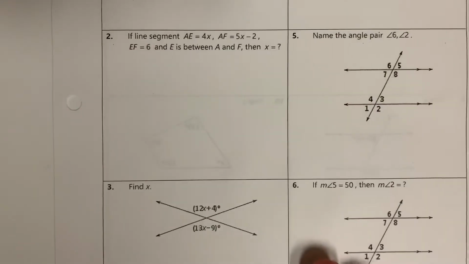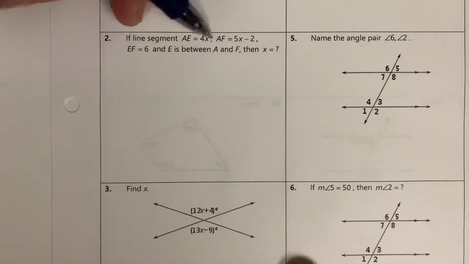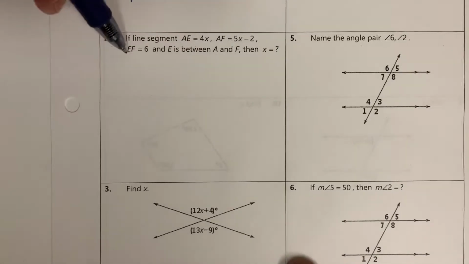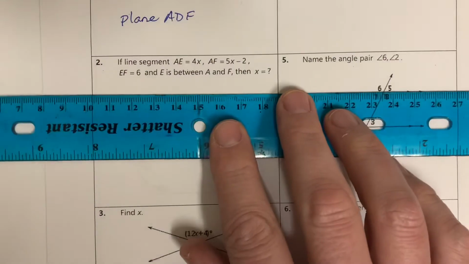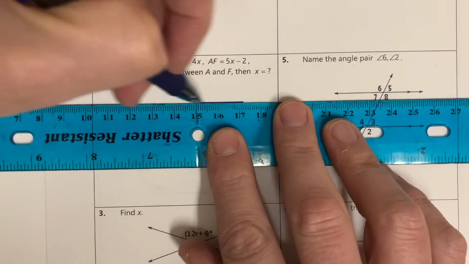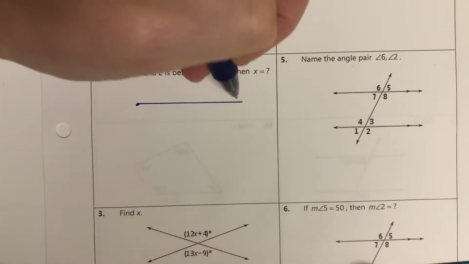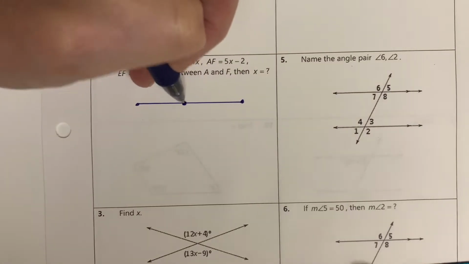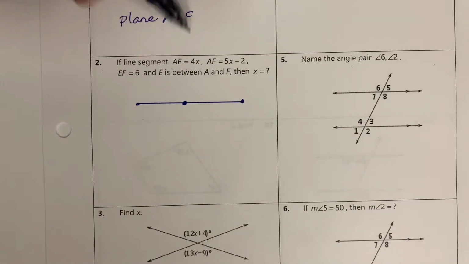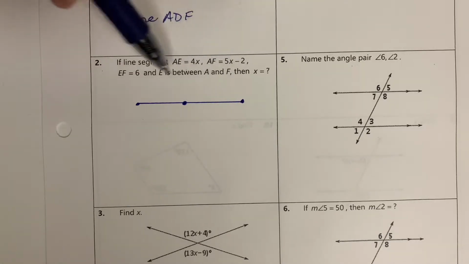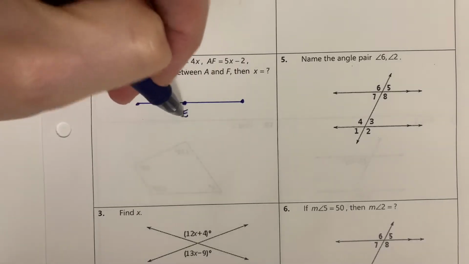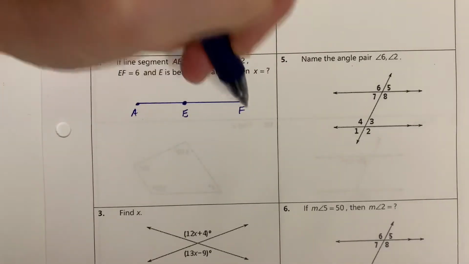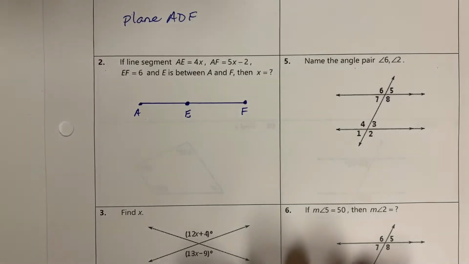Number 2, if line segment AE is equal to 4x, AF is equal to 5x minus 2, and EF is 6, and E is between A and F, then what does x equal? First thing we need is probably a diagram. So I'm going to draw a diagram, and we're going to put 3 points on it. AE is 4x, AF is 5x minus 2, EF is 6, and E is between A and F. That means A and F are at the endpoints, and E is right in the middle.